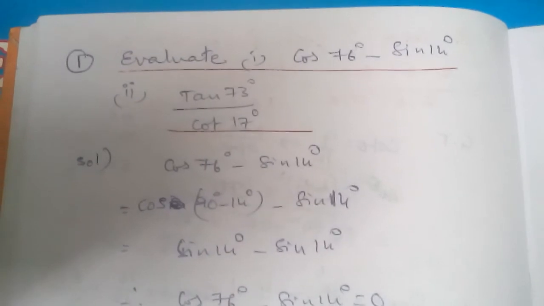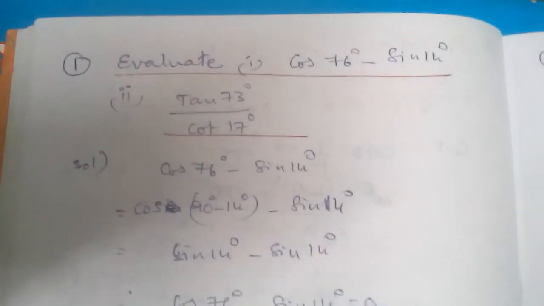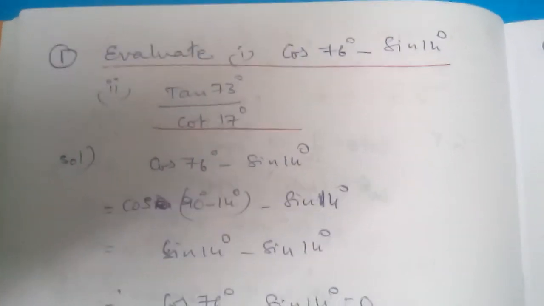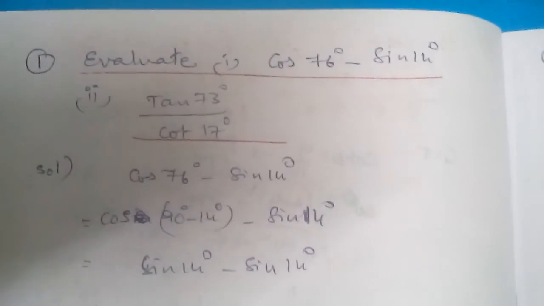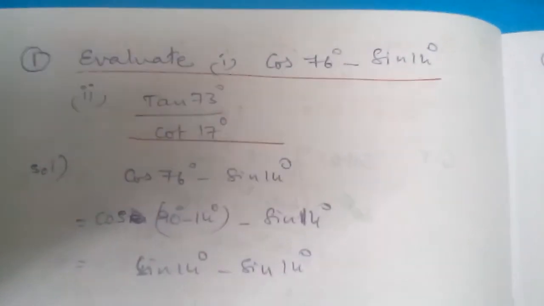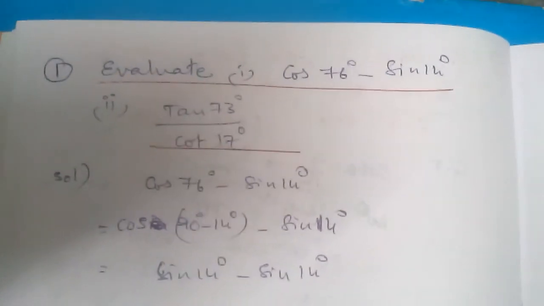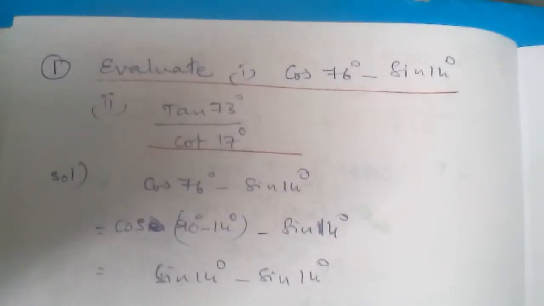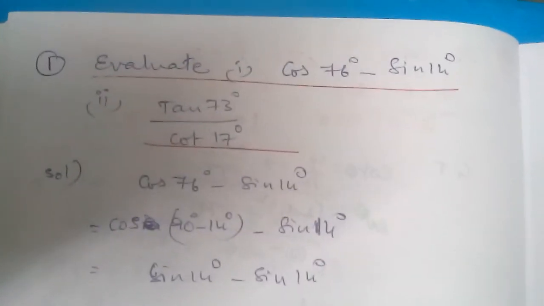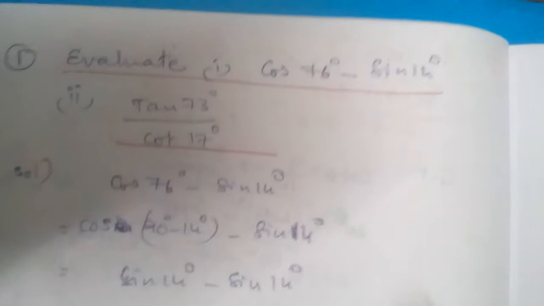So trigonometry, 1 mark and half mark questions. The first one is: evaluate cos 76 degrees minus sin 14 degrees, and tan 73 degrees by cot 17 degrees.